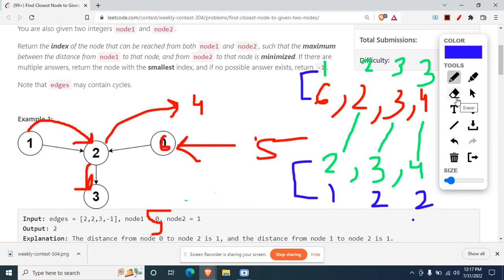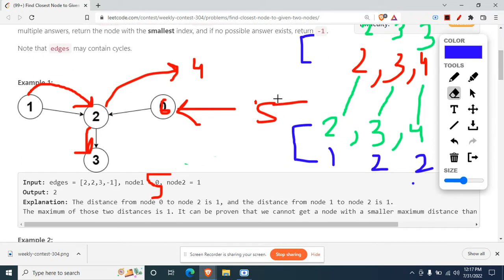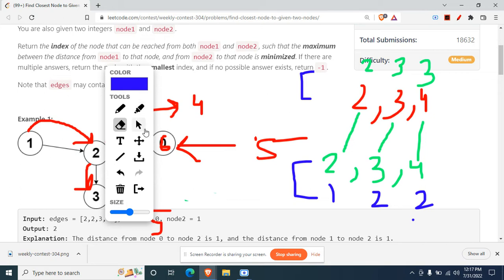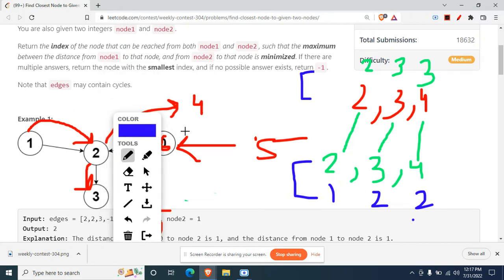Now coming on to what do we need to return? I can see that there are some nodes which are visited by both of them, that is 2, 3, 4, and 6 is of no use right now. So let's just remove 6 from here. Okay, 6 we just removed from here. We don't really care about that. Now coming on to what do we need to return, they have told that we need to return the minimized distance of the maximum one.